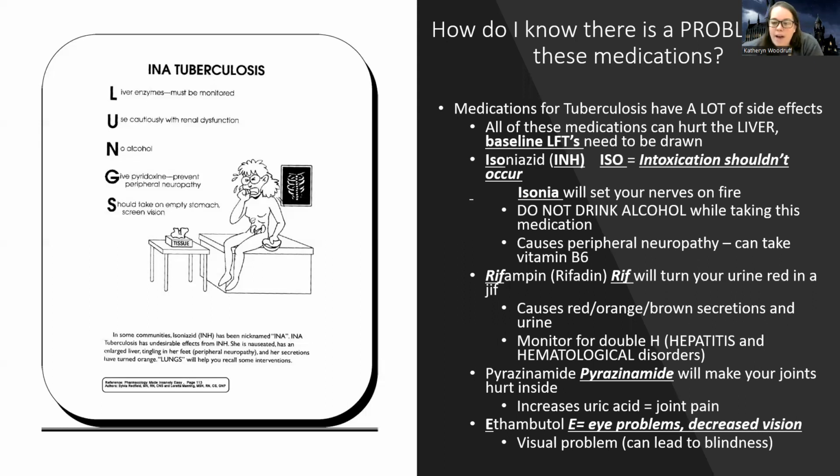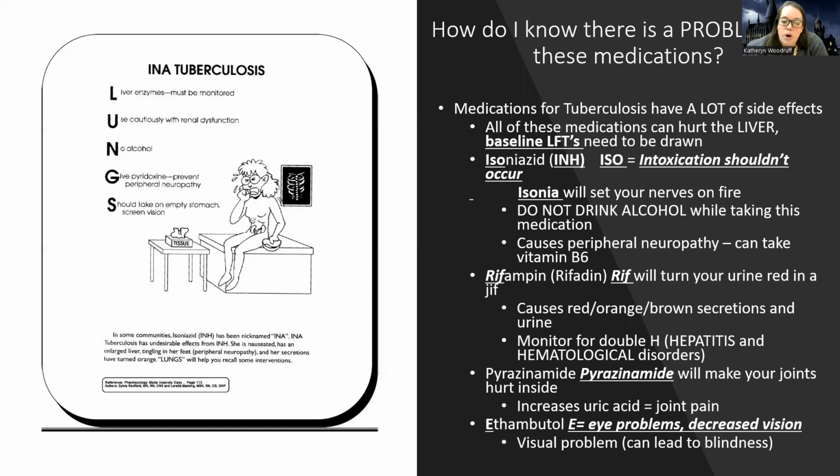And then they also can have what I call the double H, which is hepatitis and hematological disorders with rifampin. So definitely make sure they're aware of that. There's pyrazinamide, and this one increases uric acid, and uric acid can collect in your joints and lead to some extreme joint pain. So you definitely want to look for ways to help them with that. If they are accumulating uric acid, they may need other treatments for that, but let them know to report any joint pain if it does come up.